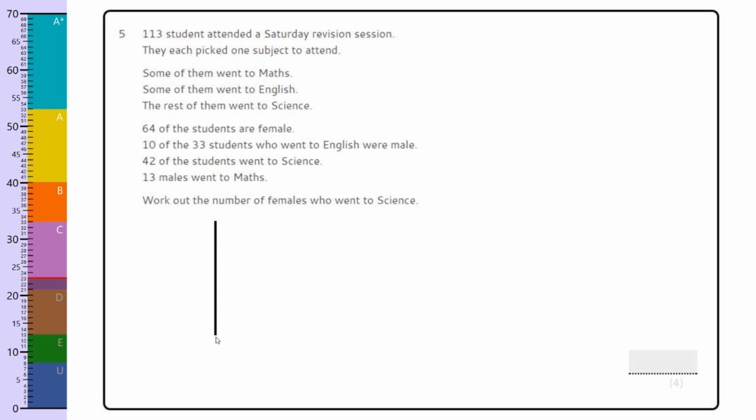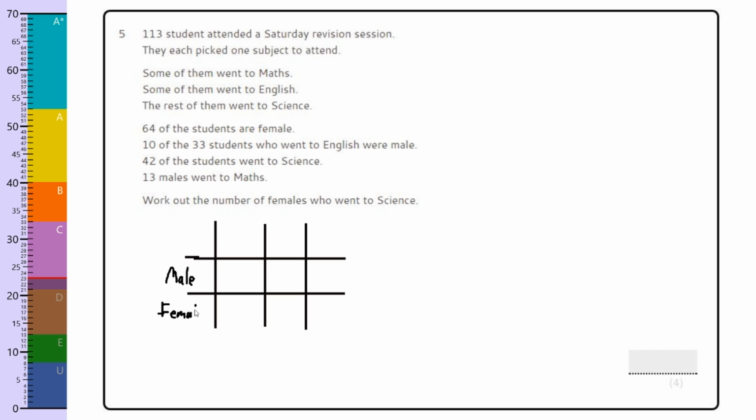So if we get some lines down, so we've got maths, English, science, and we've got male and female. So we could have male and female going down. Probably not left enough room. This is the dodgiest table I've ever drawn in my life, but it will work. So we've got male and female. And what I haven't done is included a total. So let's do that now.